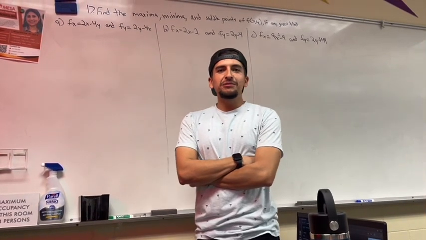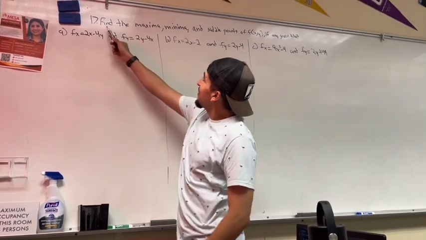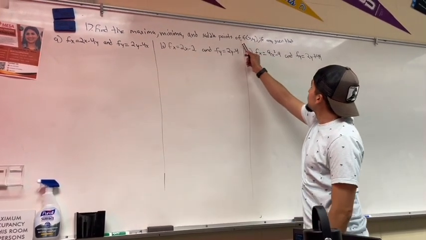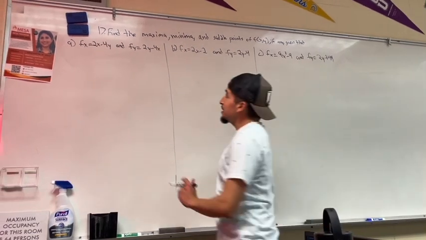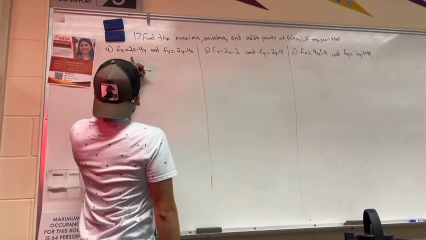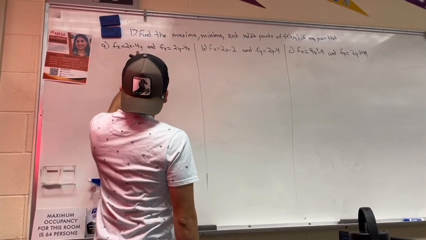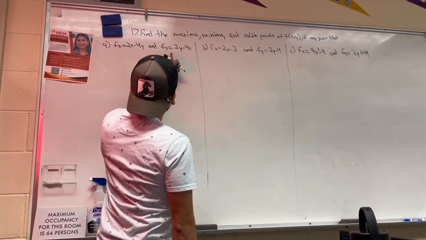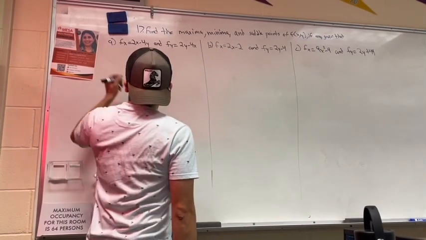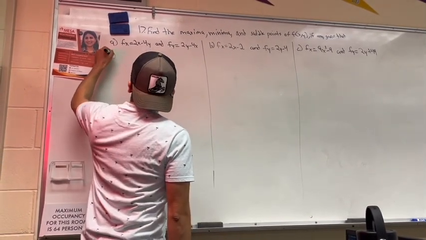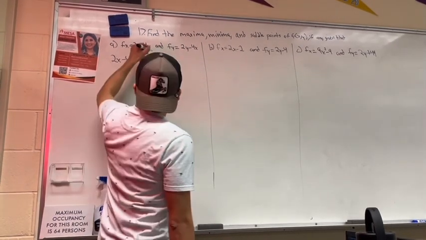Hello guys, my name is Dimitro, and today we're gonna solve number 17, which is find the maximum, minimum, and saddle points of f(x,y), if any, given that for part A we have partial of x, which equals 2x minus 4y, and partial of y, which equals 2y minus 4x. But we gotta find the critical points. So we say each is equal to 0, right?